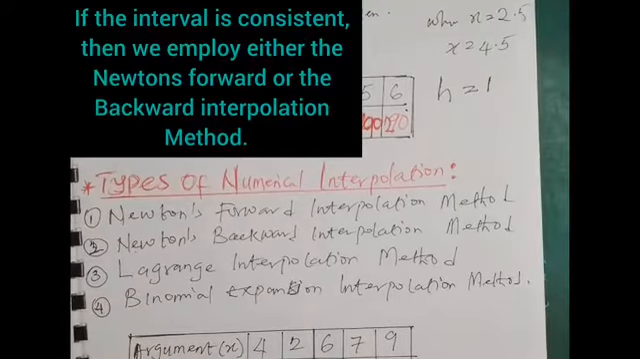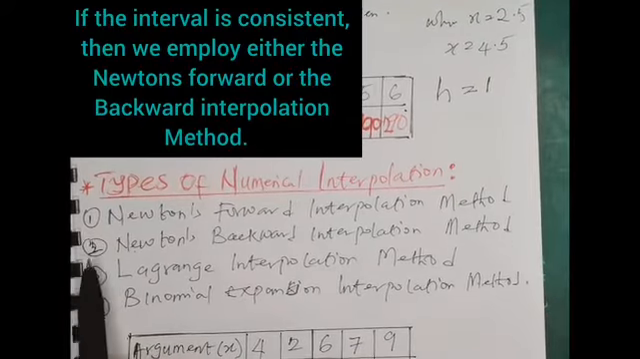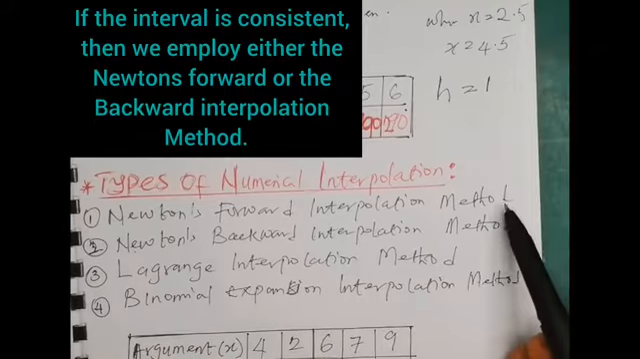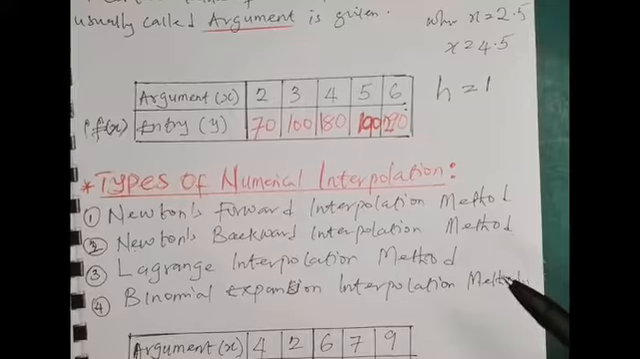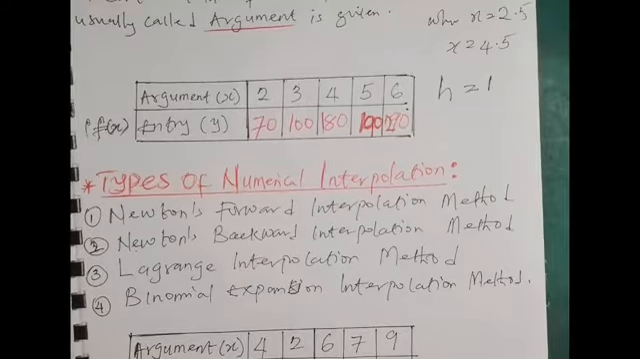So if the interval is consistent, then we are going to be employing either the Newton's forward interpolation method or the Newton's backward interpolation method. That is the first thing to understand, the consistency of the interval.